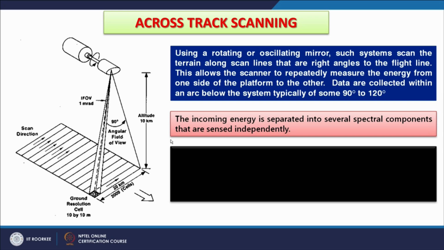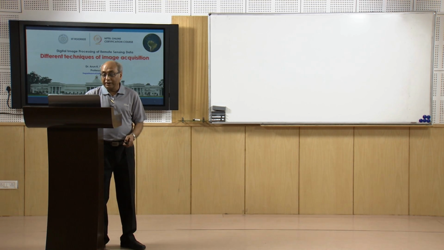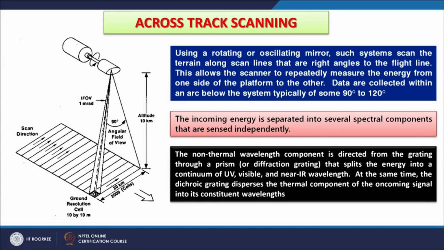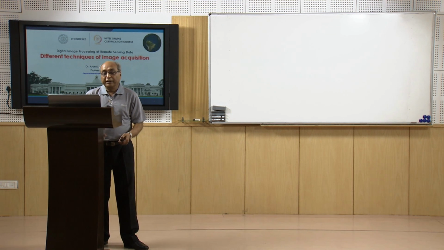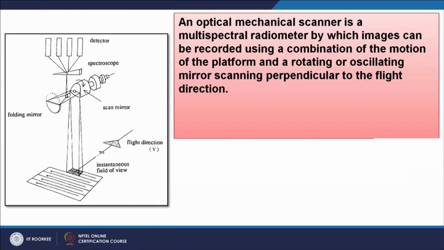The incoming energy is separated into several spectral components that are sensed independently, and this is all done within the sensor. The non-thermal wavelength component is directed from the grating through a prism. These are the arrangements within the sensor, a diffraction grating that splits the energy into a continuum of ultraviolet, visible and near infrared wavelengths. At the same time, the dichroic grating disperses the thermal components of the incoming signal into its constituent wavelengths. So it separates them out and sends them to different bands. This is the scanning system. Detector and referencing systems are there. There are different types of scanning systems.